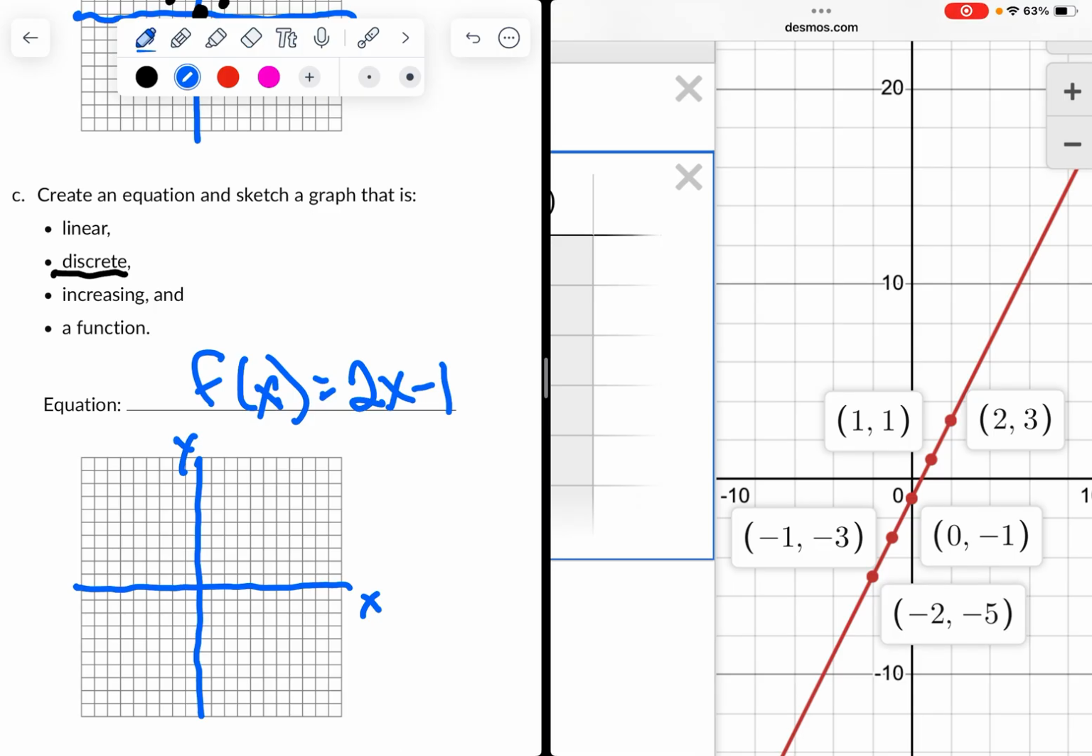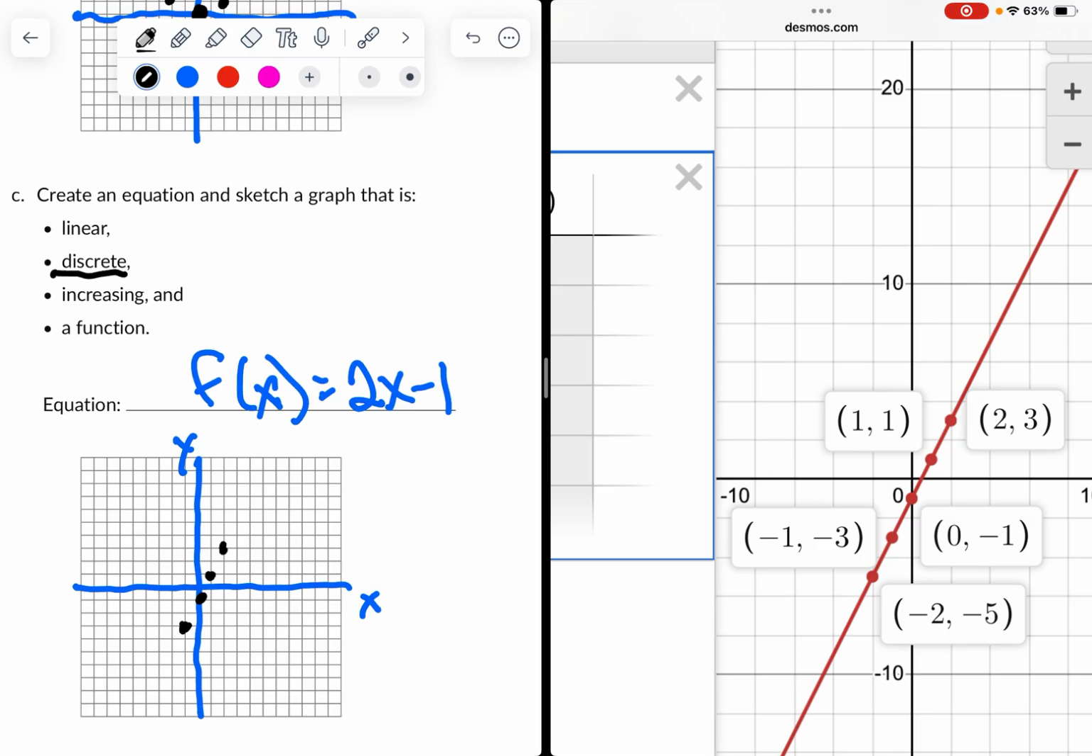I'm going to go write those on my graph. Okay, so I'm going to start out with 0, -1. And then I'm going to do 1, 1. I'm going to do 2, 3. And then I'm going to come do my graph moved just a little bit. -1, -3. My pen's dying on me. Sorry, guys. Right there. -2, -5. I can keep going, but I'm not going to.